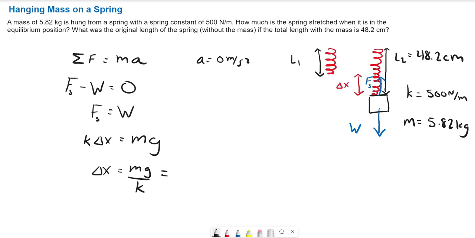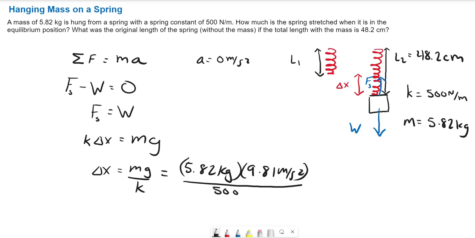So let's just go ahead and plug in the values that we have. So that's 5.82 kilograms times g, which is just 9.81 meters per second squared, over our spring constant, 500 newtons per meter. So this is going to give us a length of 0.114 meters. And if we want to go ahead and put this into centimeters, since we know that the total length is 48.2 centimeters, we could say that this is also equal to 11.4 centimeters.